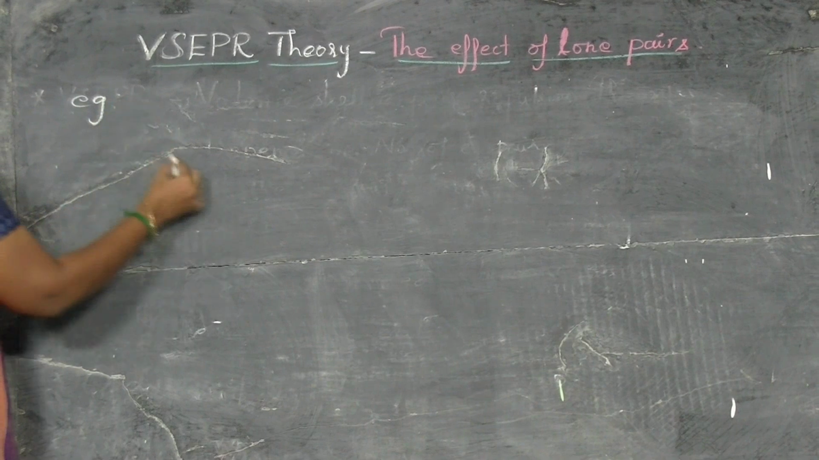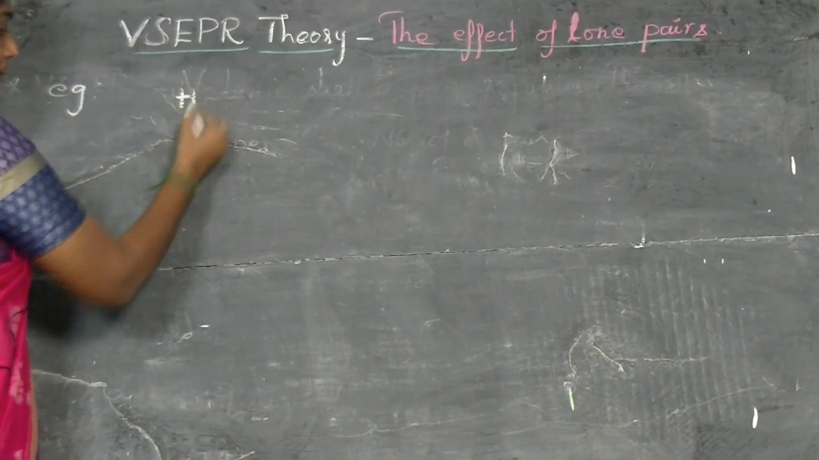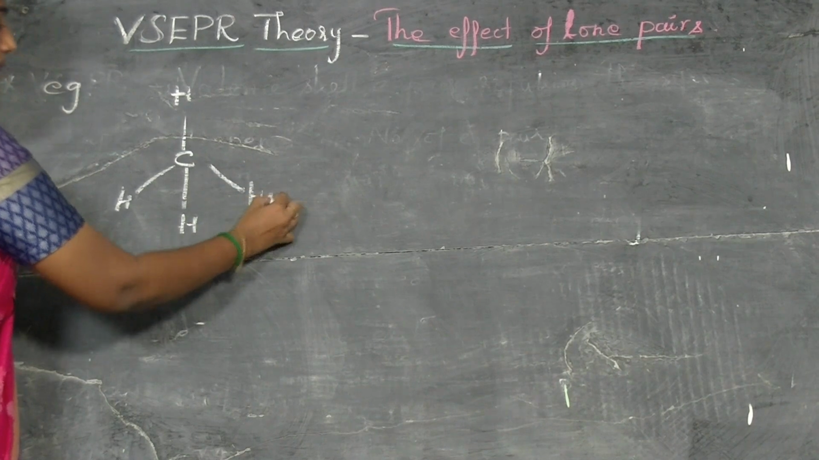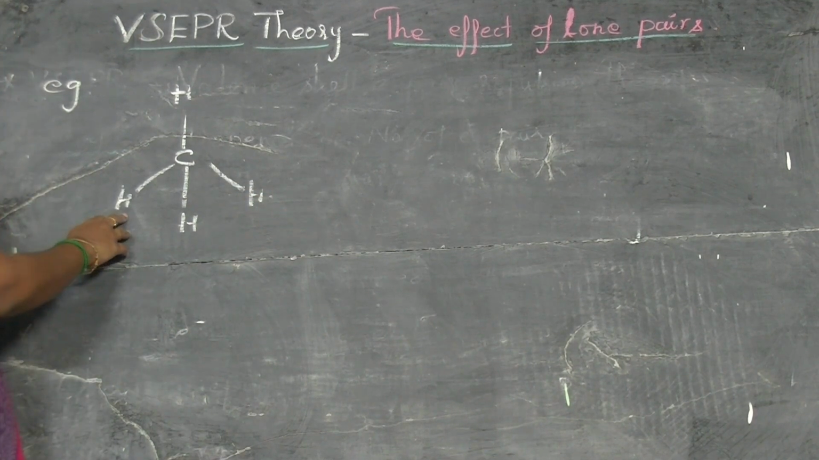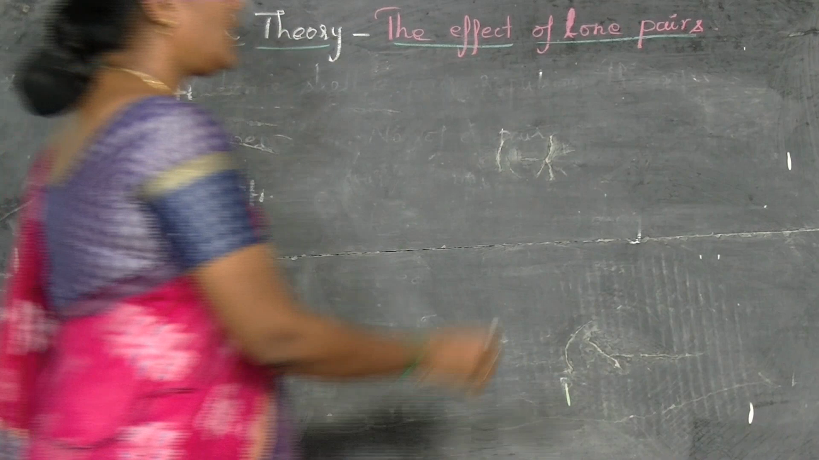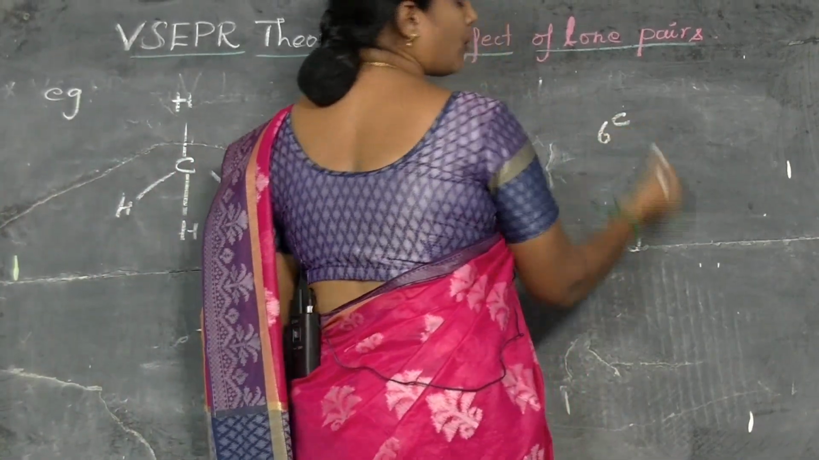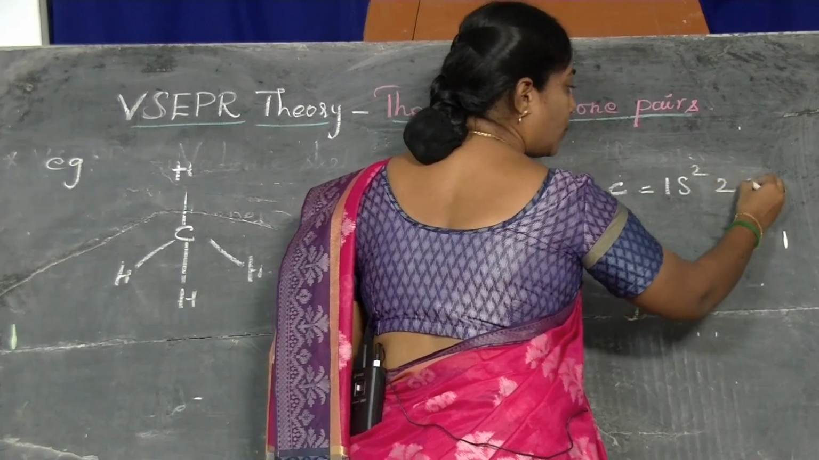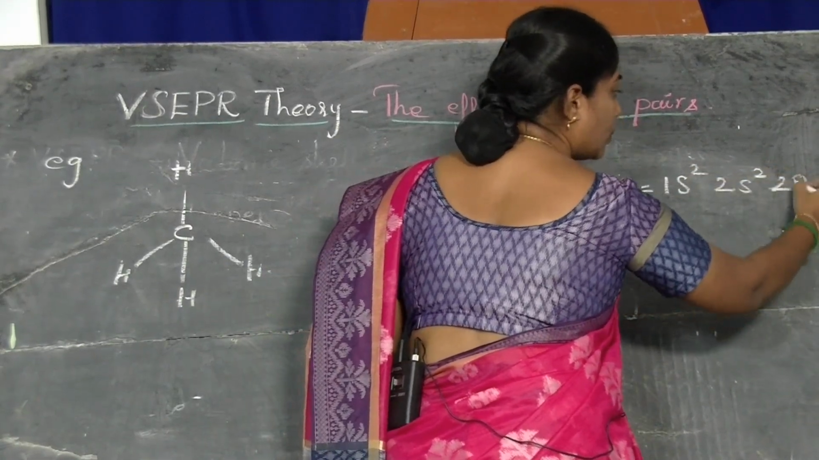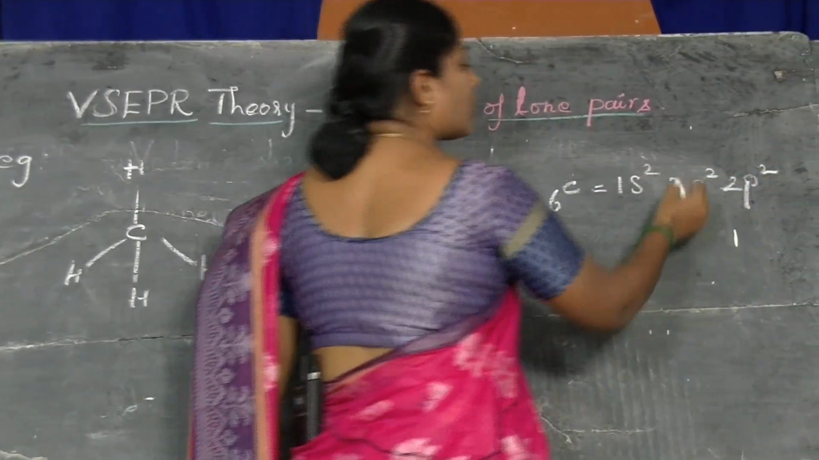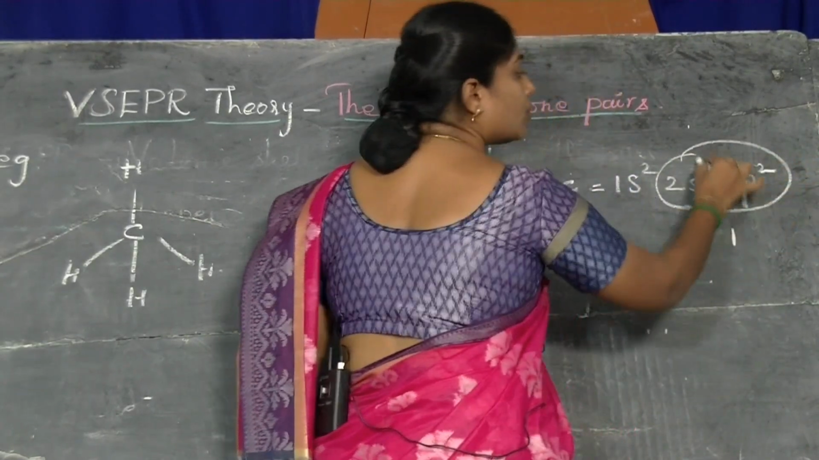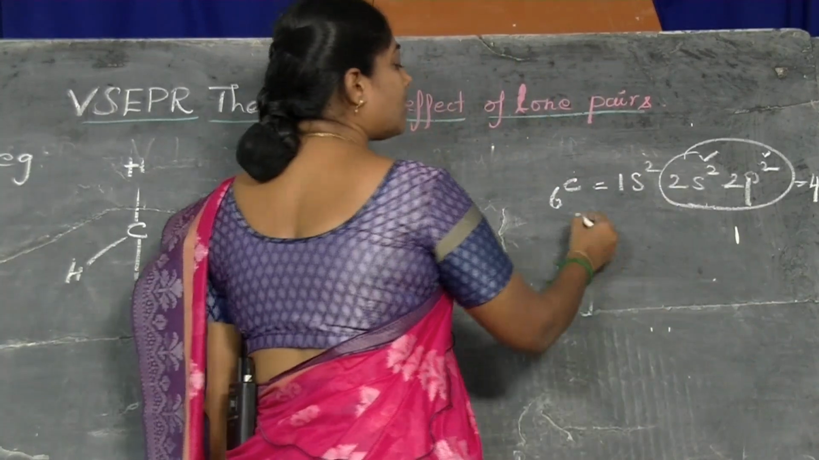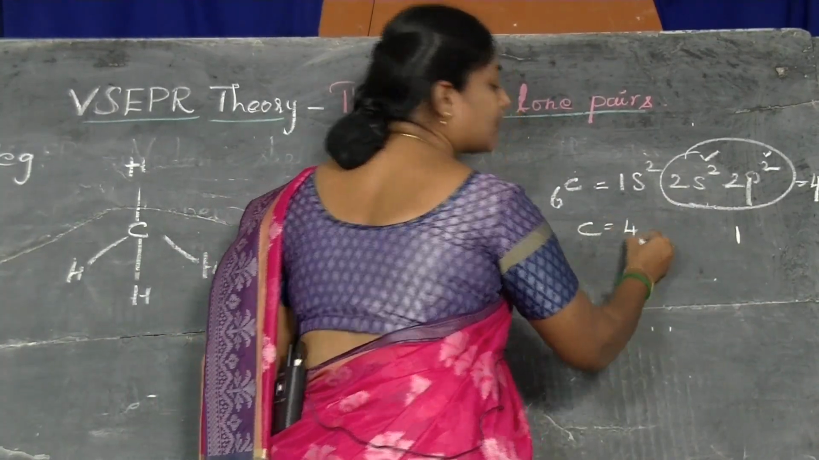I am taking the example of CH4, that is the methane molecule. So what is the valency of hydrogen here and what is the valency of carbon here? Carbon has the atomic number of 6. So it has the electronic configuration 1s2, 2s2, 2p2. The outermost electronic configuration is 2s2, 2p2. So 2 plus 2 is the valency of carbon. That is, the valency of carbon is 4 here.